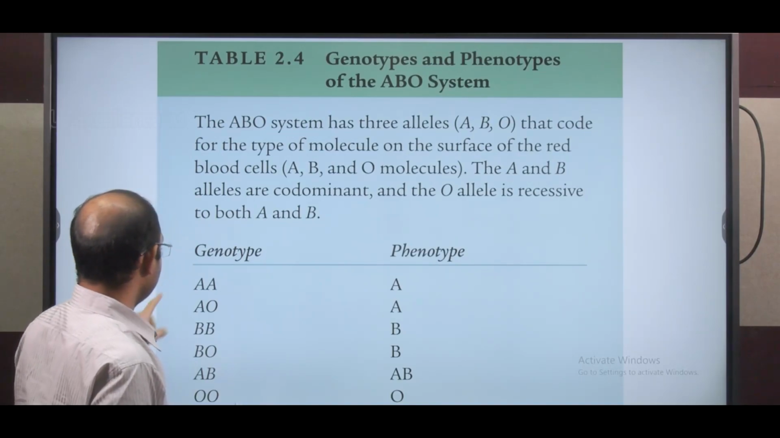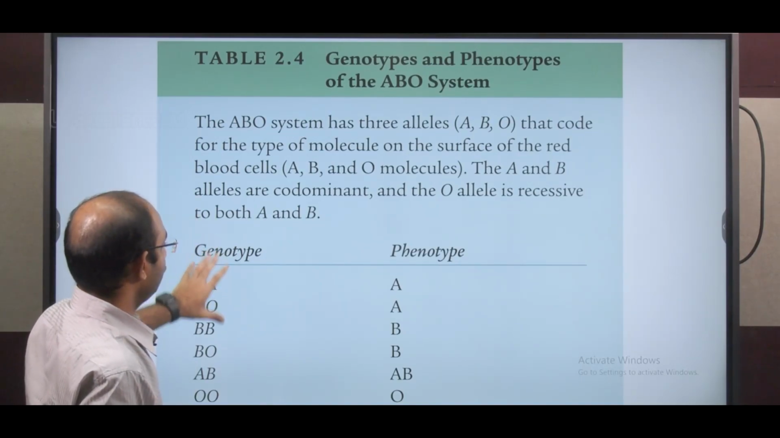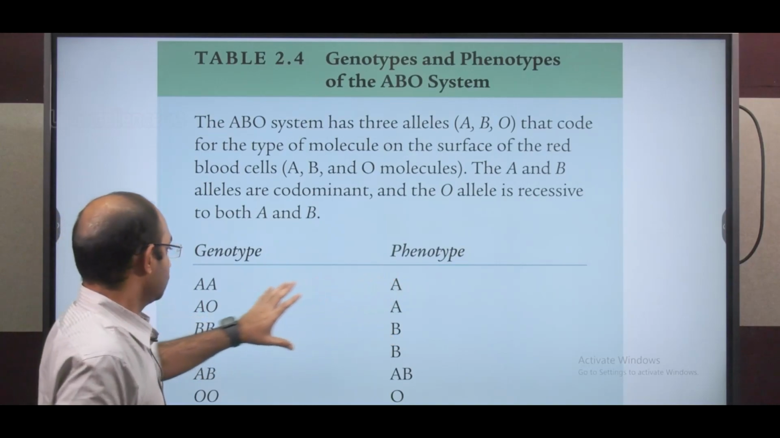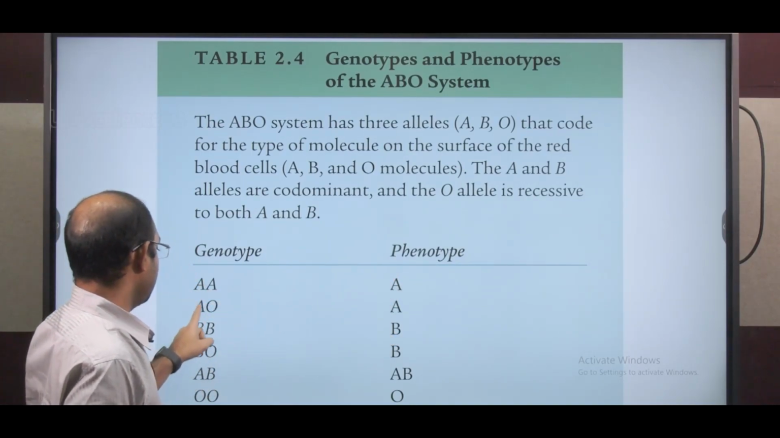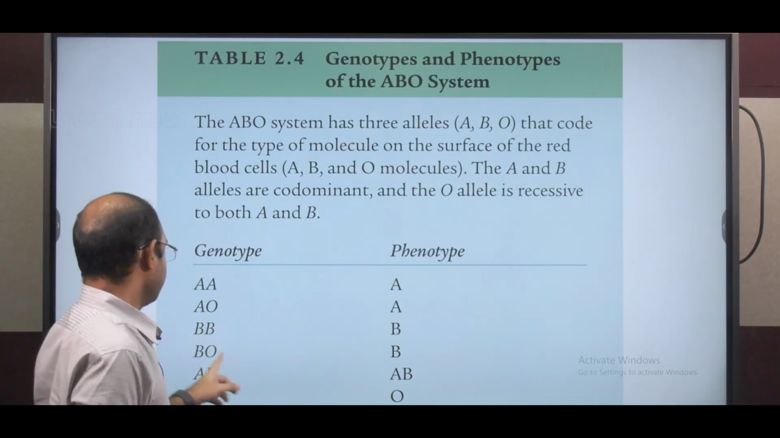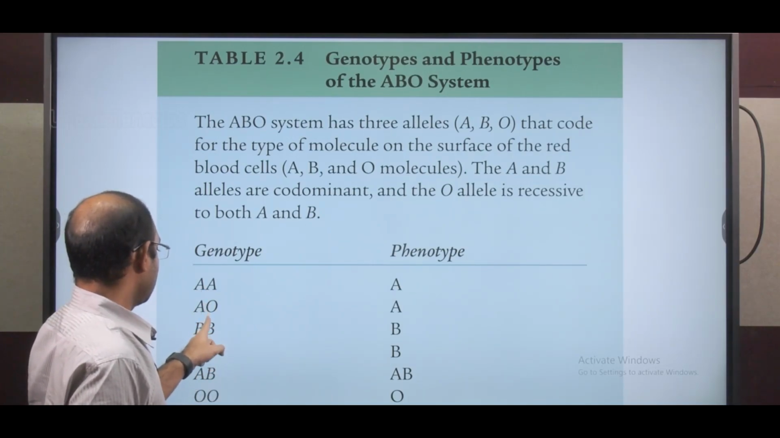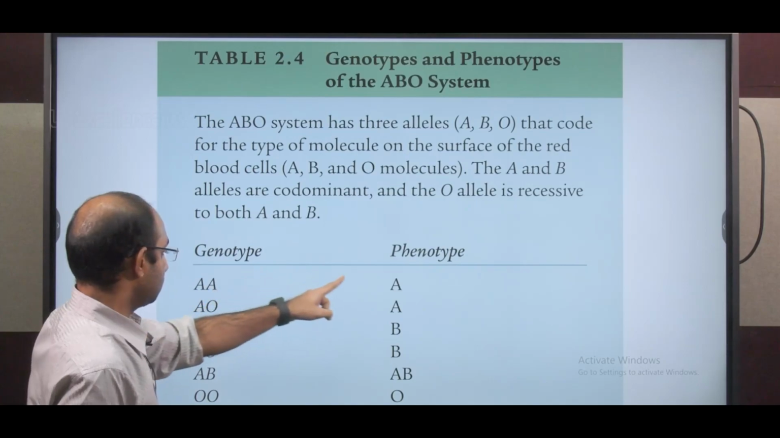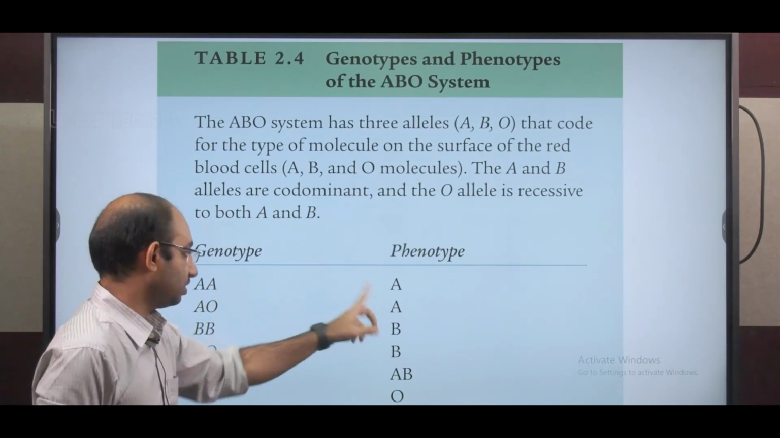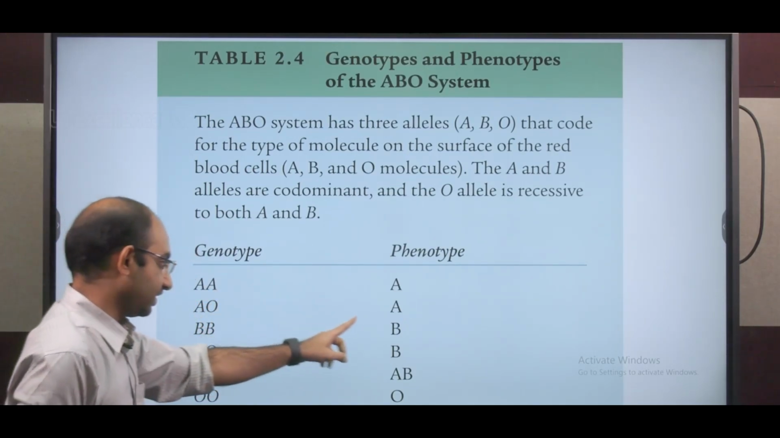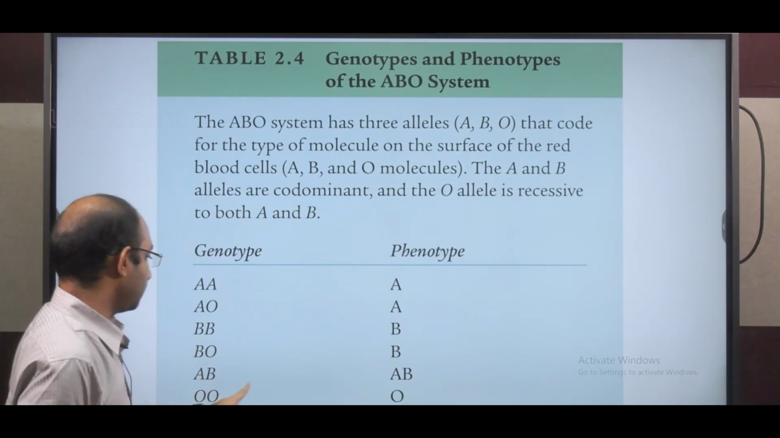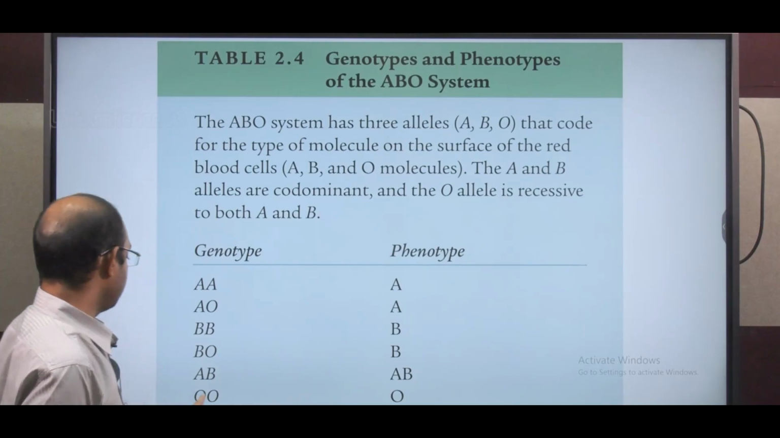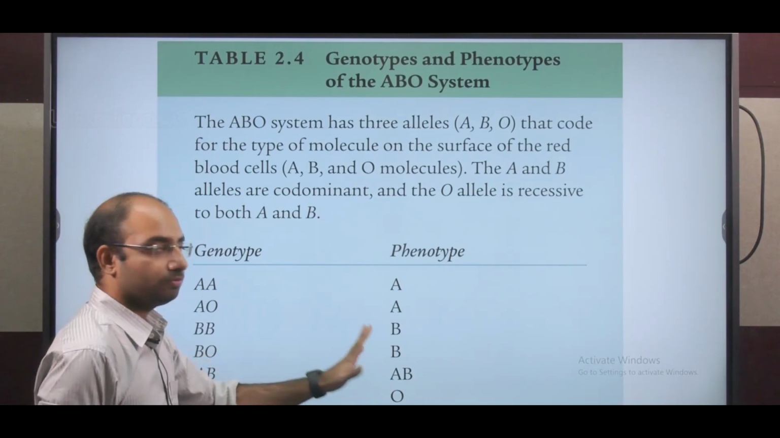And based on this, you can write the corresponding genotypes and possible phenotypes. If the genotype is A and A, the phenotype is A. If it is A and O, it is also A, because of homozygous dominant, heterozygous dominant. Then B and B is again B. B and O is again B. If it is AB, because of codominance, you have blood group AB. And if it is O and O, you will have blood group O.